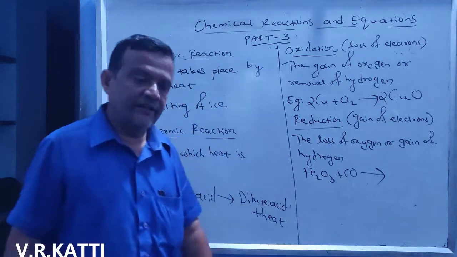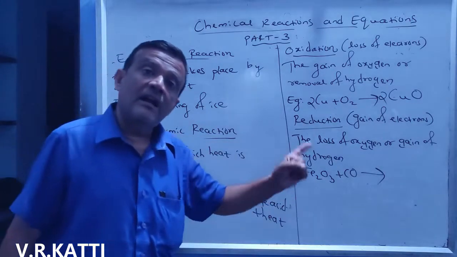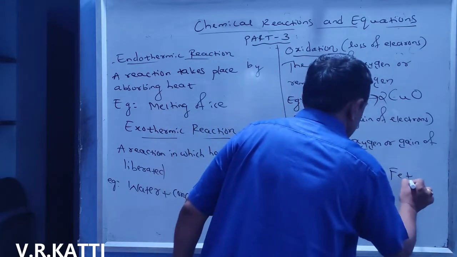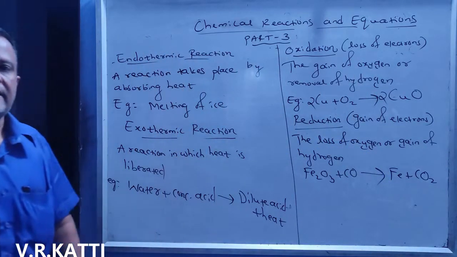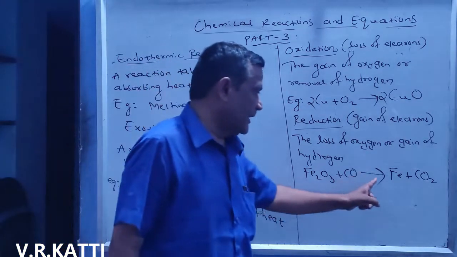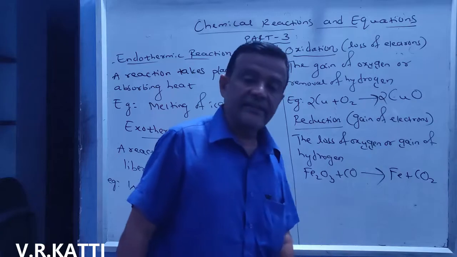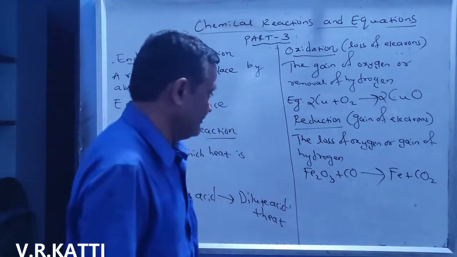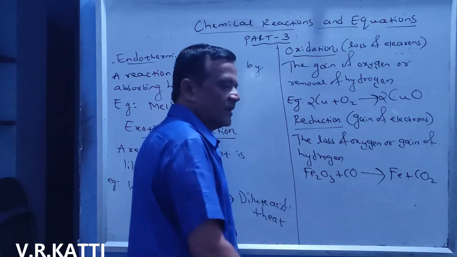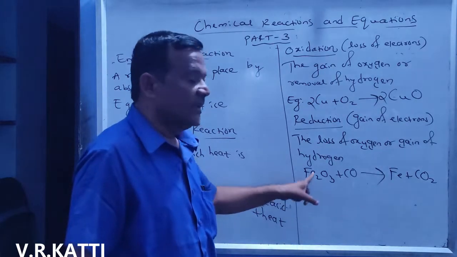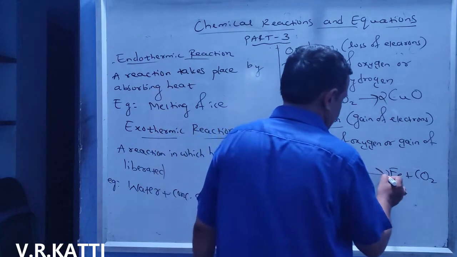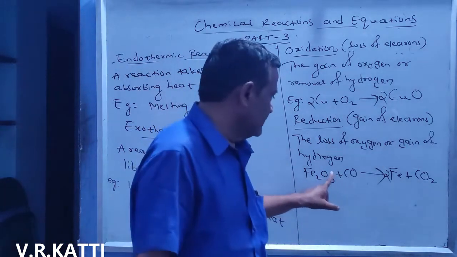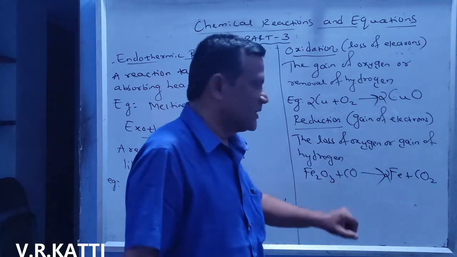This carbon monoxide reduces iron oxide to iron plus carbon dioxide: Fe2O3 plus CO gives Fe plus CO2. Now students, balance the equation. There are 2 atoms of Fe, so I write 2 here. Now oxygen, how many atoms? 3 plus 1, 4.